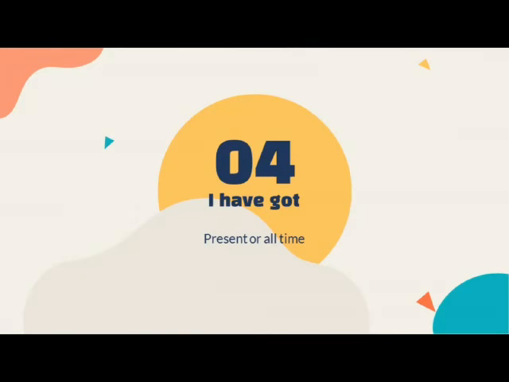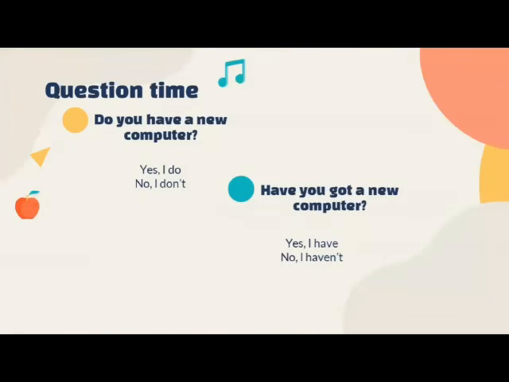Next, a couple more examples. I'm going to ask you a question and your job is to answer using a positive or negative sentence and use both constructions. For example, do you have a new computer? Have you got a new computer? In the first case, when I ask you, do you have a new computer? You say yes, I do. Or no, I don't. So we take the auxiliary verb used in the question and put it into our short answer.